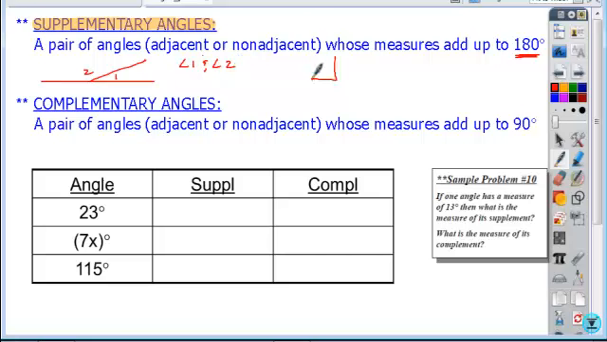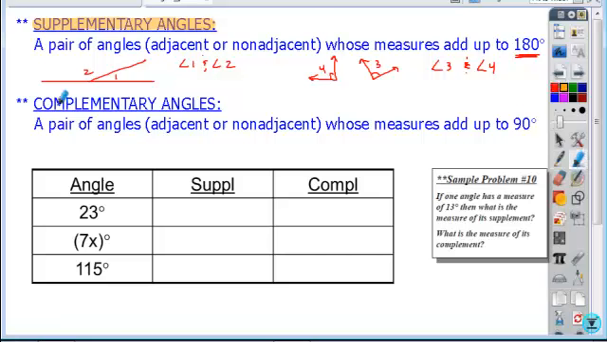But they could be non-adjacent. So you could take two right angles, let's say, angles 3 and 4. And those angles would also be considered supplementary. Any pair of angles that add up to 180 degrees are supplementary.